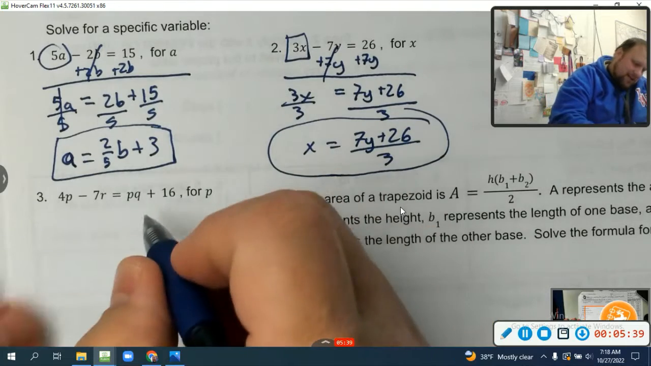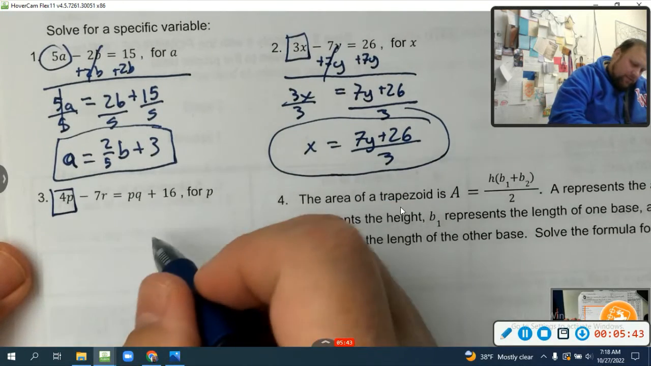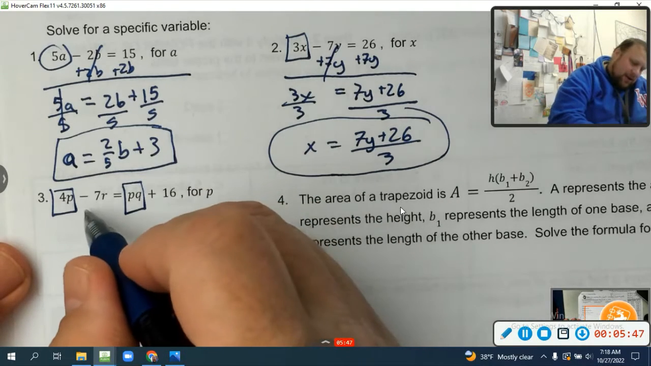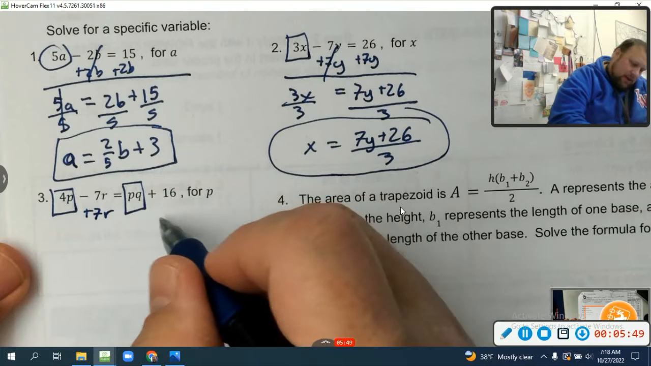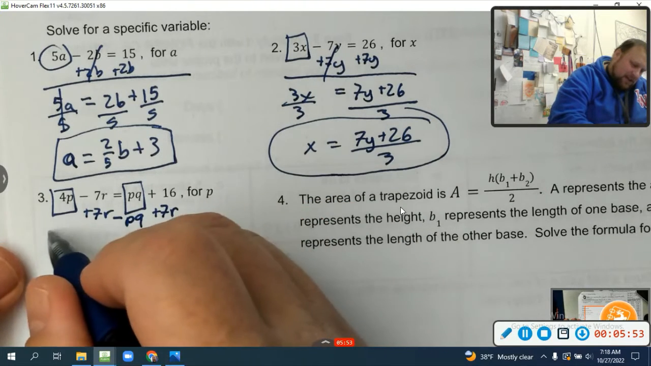Okay, let's try this. So I know I need to get p by itself. But I also need to get this p term over there. So I'm going to get rid of the 7r. I'm going to add 7r to both sides. I'm also going to subtract this pq from both sides because I need to get it over here.